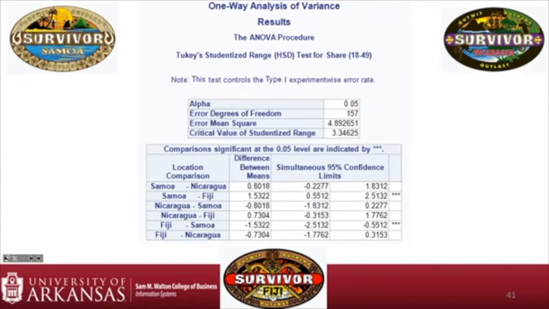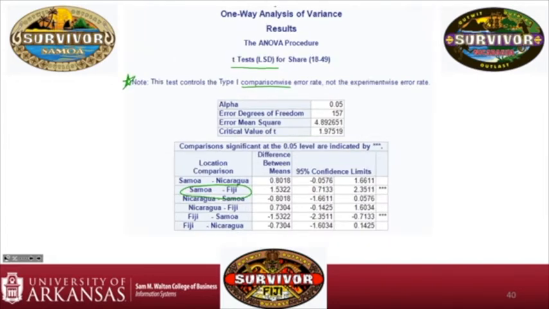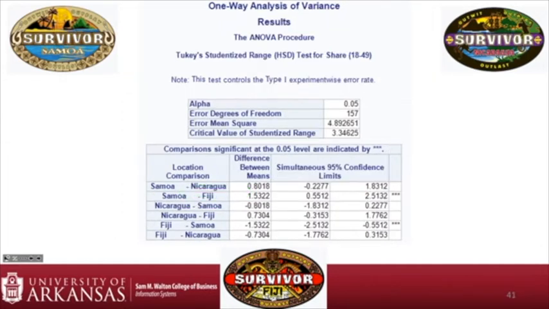We have our test, and they basically look the same, right? It calculates the difference between means. The difference between Samoa and Fiji is 1.5. Here, again, Samoa and Fiji, the difference is 1.5, but here we've got Tukey, and it's just controlling the experiment-wise error rate. So it's just a different test you can use. Neither one is better or worse.